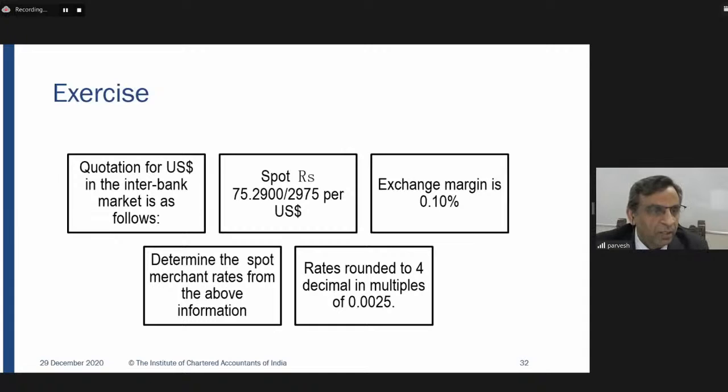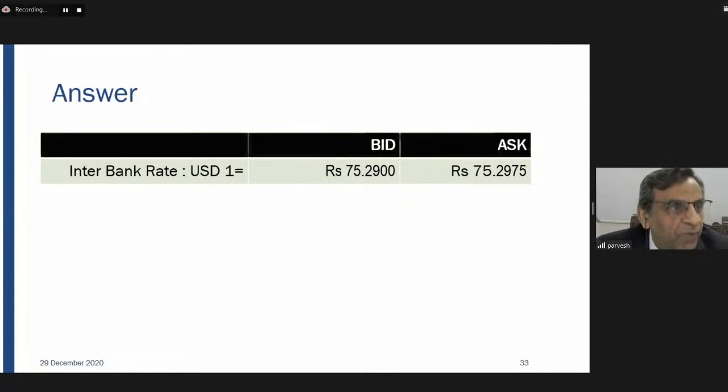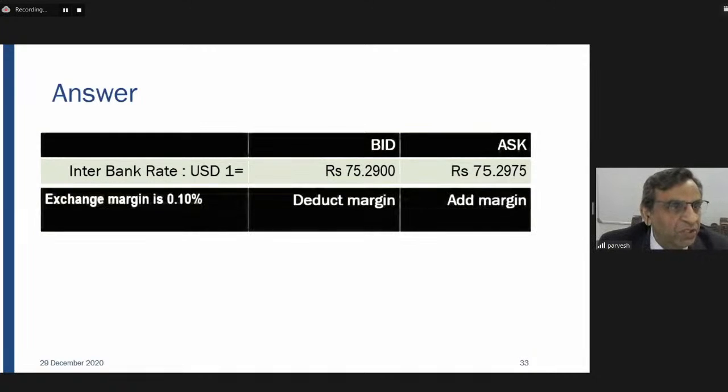Okay, so we have to calculate the merchant rates from the above information. Exchange margin is 0.10%. The spot rate is given, and then we have to do the rounding off. Okay, so let's understand this. Now, the interbank rate which is given to us is 75.29. So $1 US is equal to 75.2900, which is the bid rate, and the ask rate is 75.2975. Okay. So first question, I'm just going to do it on this thing, and then I'm going to move to the board and solve the second question. So exchange margin is 0.1%. So we have to deduct margin. Add margin in case of the ask rate.